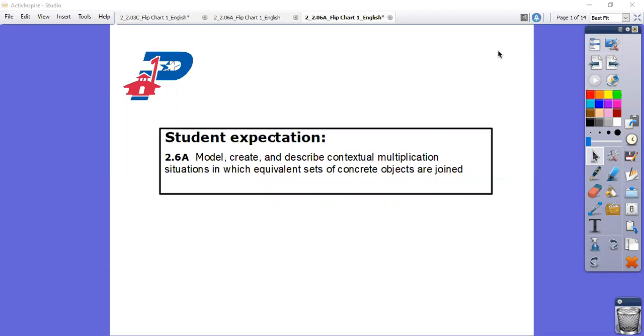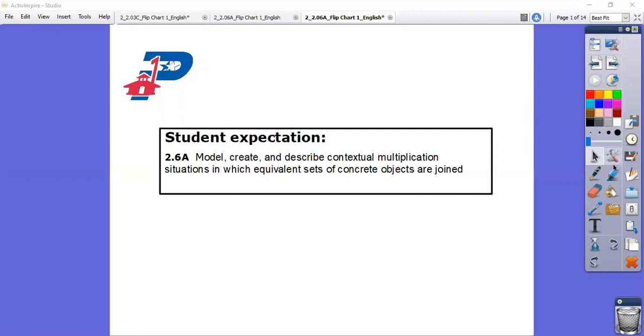So, you have reached the end of your second grade studies, and we celebrate that by starting to learn what multiplication is. Our SE for today, we're going to model, create, and describe contextual multiplication situations in which equivalent sets of concrete objects are joined. So let's take a look at what this is and what it really means.